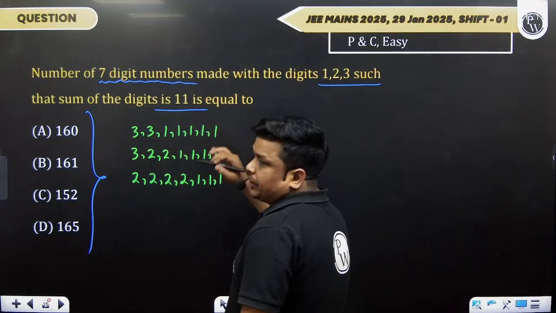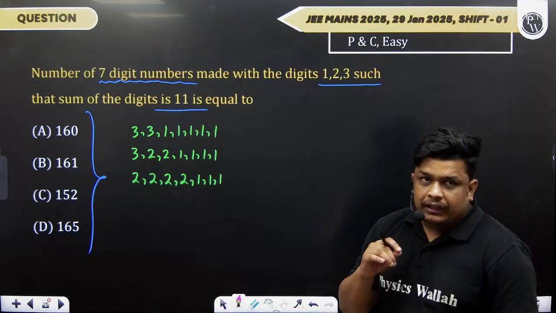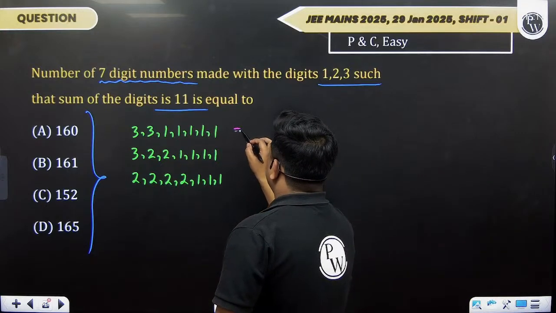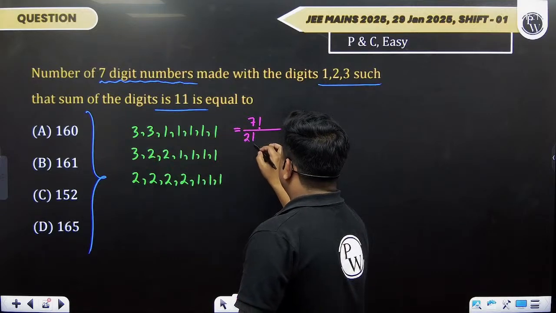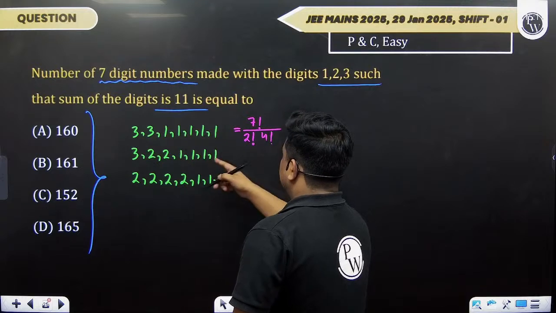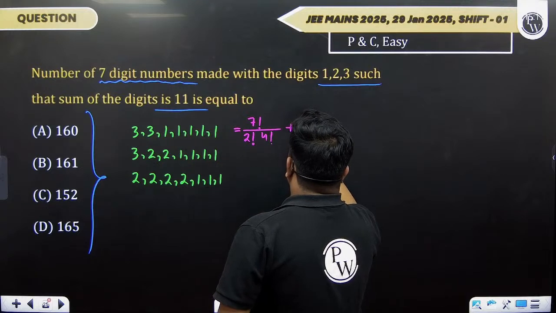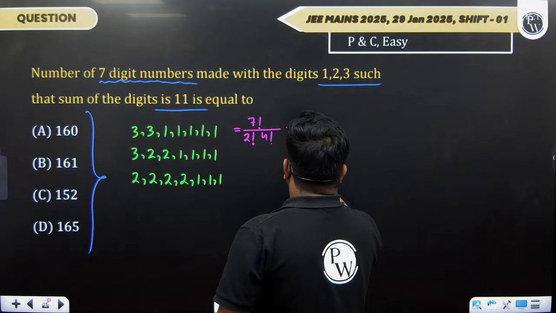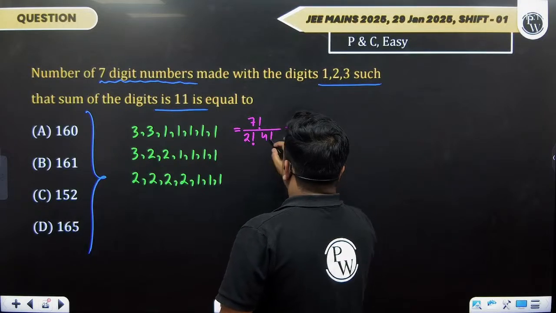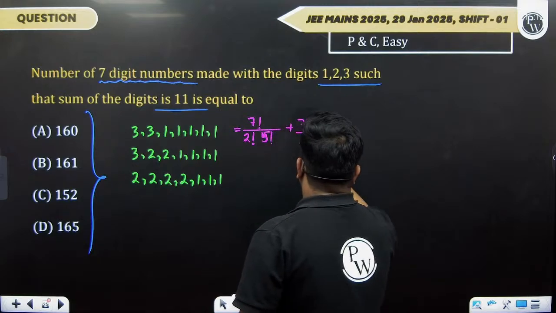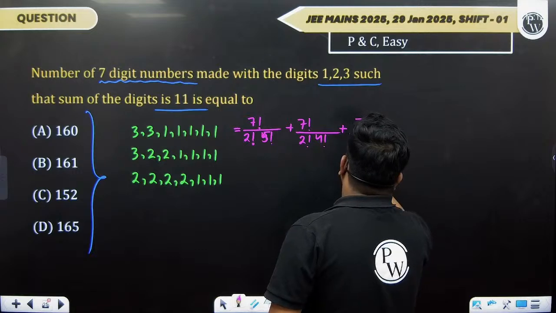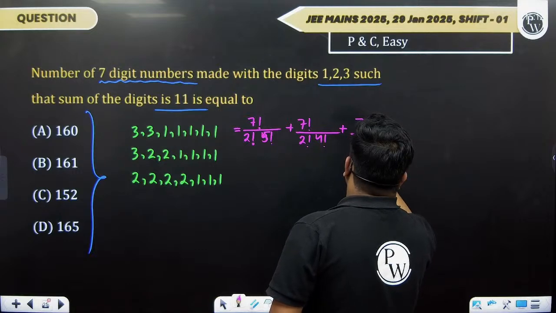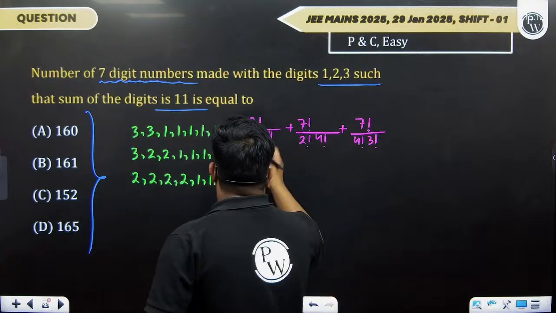Now we know permutation of similar items, when items are not distinct. So there are total 7 places, but there are 3 of the same type and 4 of the same type, so 7 factorial by 3 factorial and 4 factorial. For this it will be 7 factorial by 2 factorial. So this will not be 4, this will be 5 factorial. This will be 4 factorial. This will be 7 factorial by 4 and 3. We can very easily calculate this.